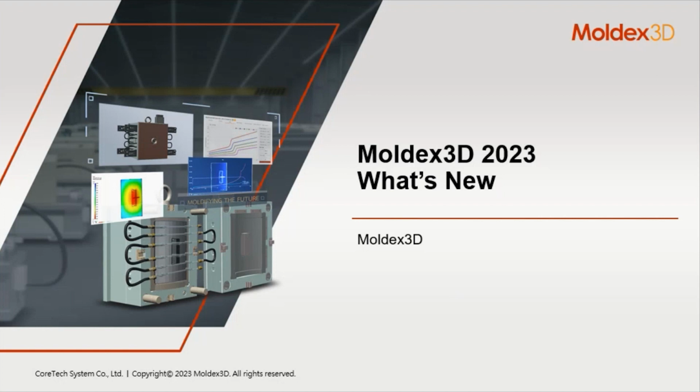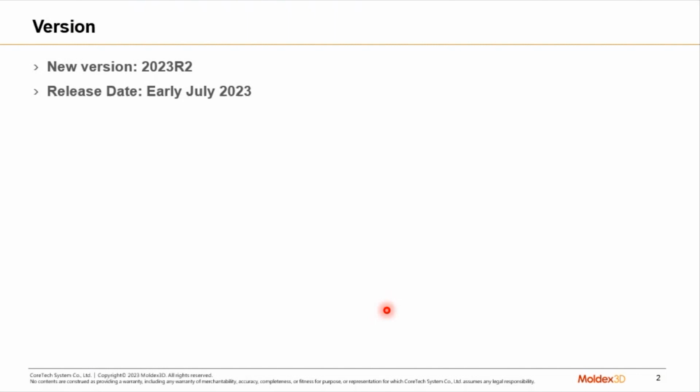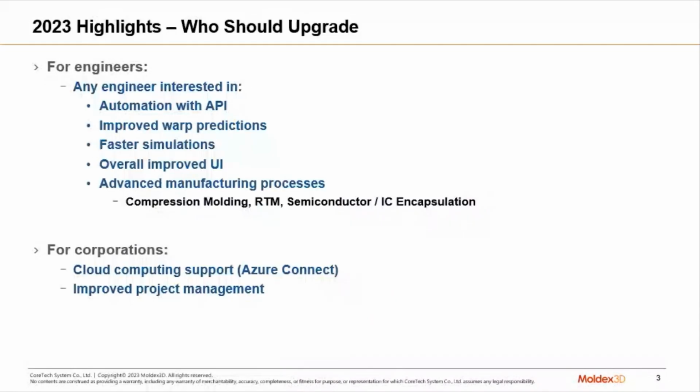We have a very interesting topic for today, which is what's new in the latest version of Moldex3D. So, what is new? The new version of Moldex3D that's coming out is going to be 2023 R2, and we expect it to be released early July, end of June if everything goes well. But usually we release it in the first couple of weeks of the second half of the year. So that's what you can look forward to.